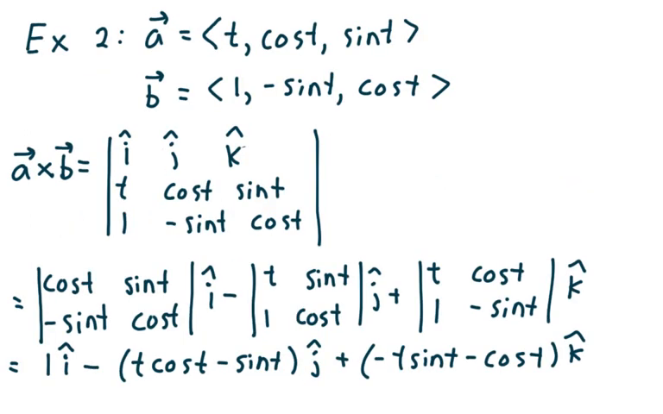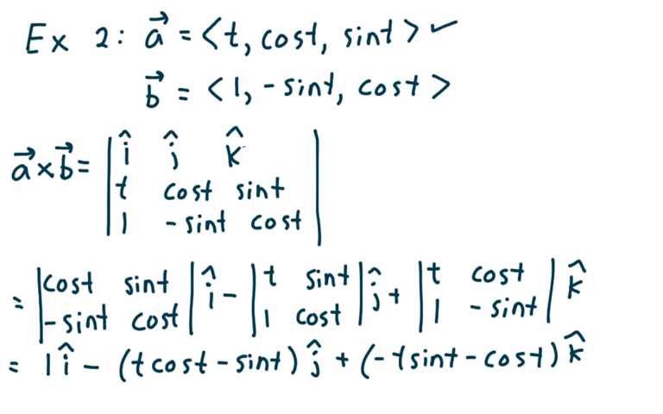Now, in example 2, suppose A is the vector t, cosine t, sine t. So I want you to be exposed to both notations, okay? And B is the vector 1, negative sine t, cosine t. And I want the cross product of A and B.